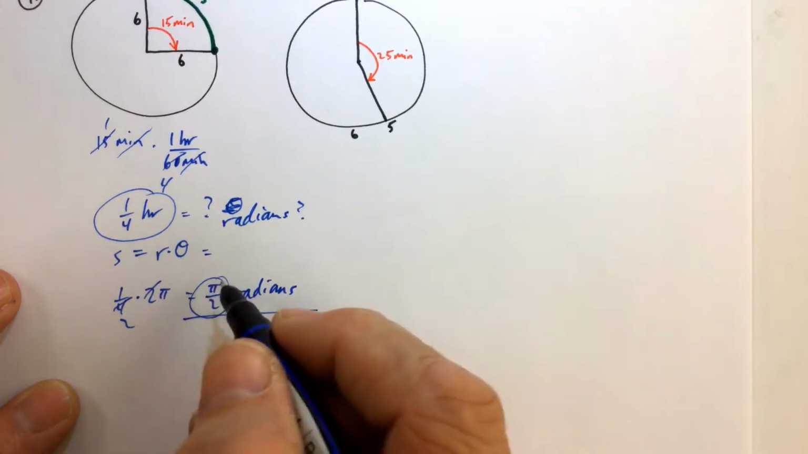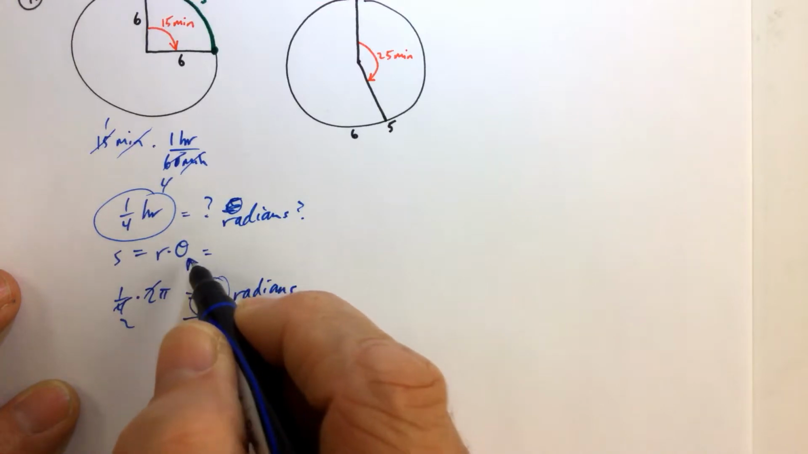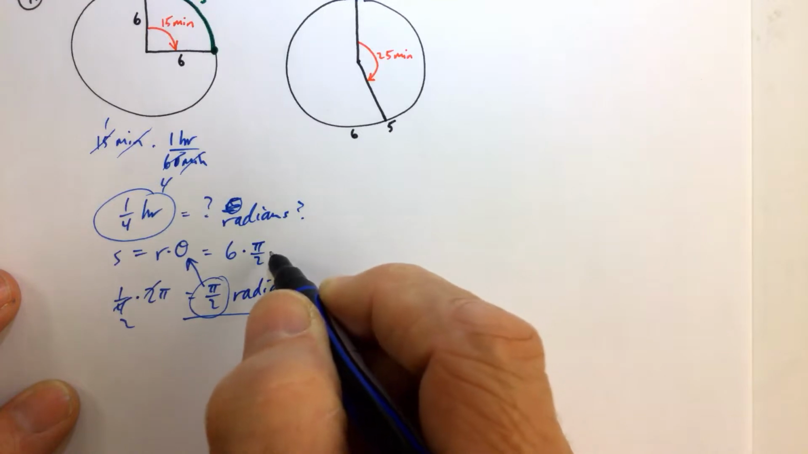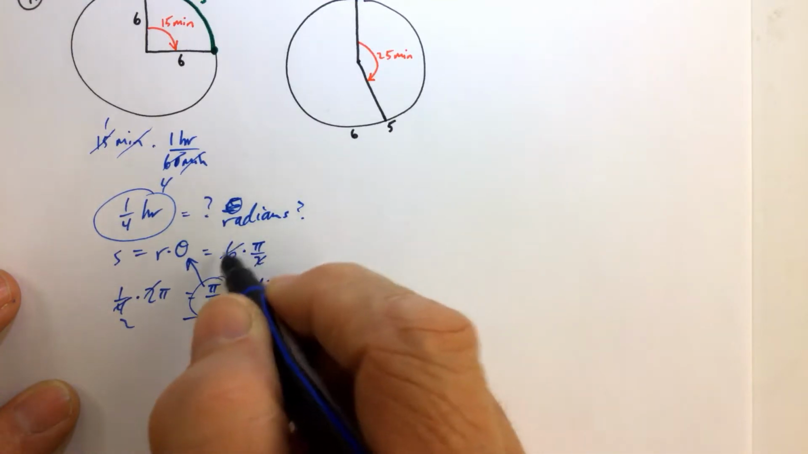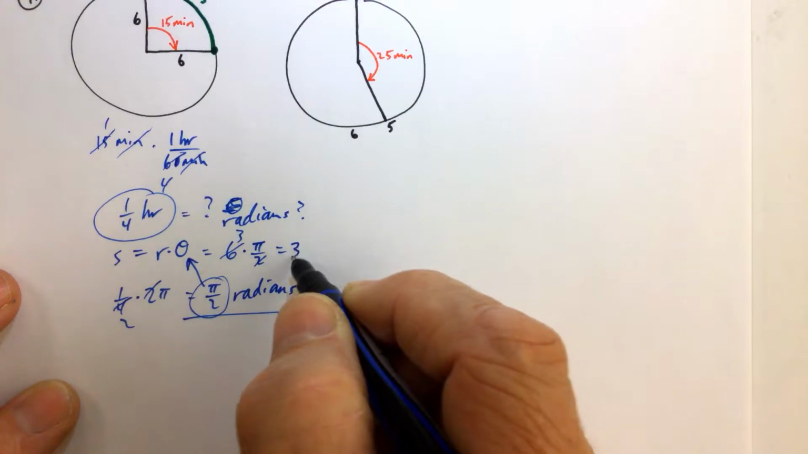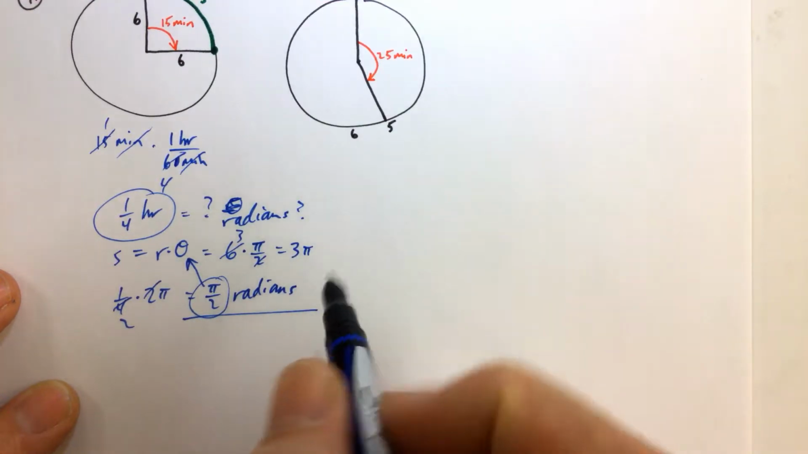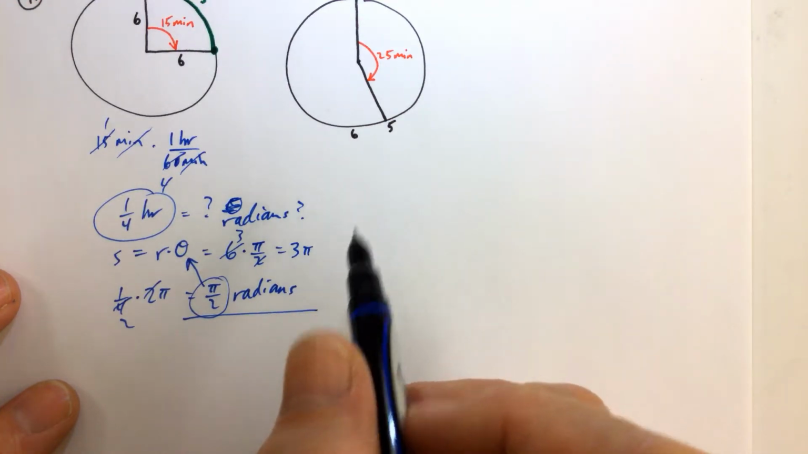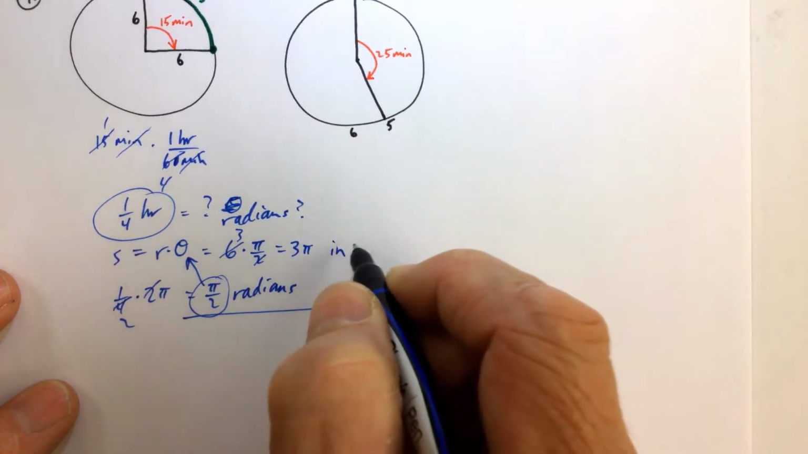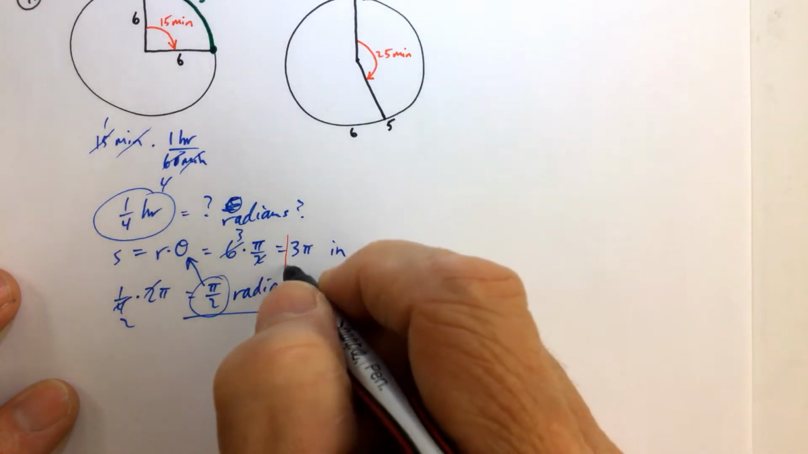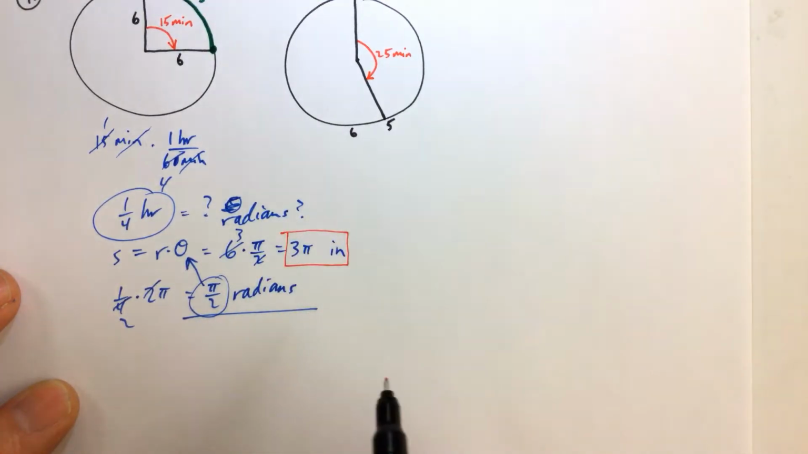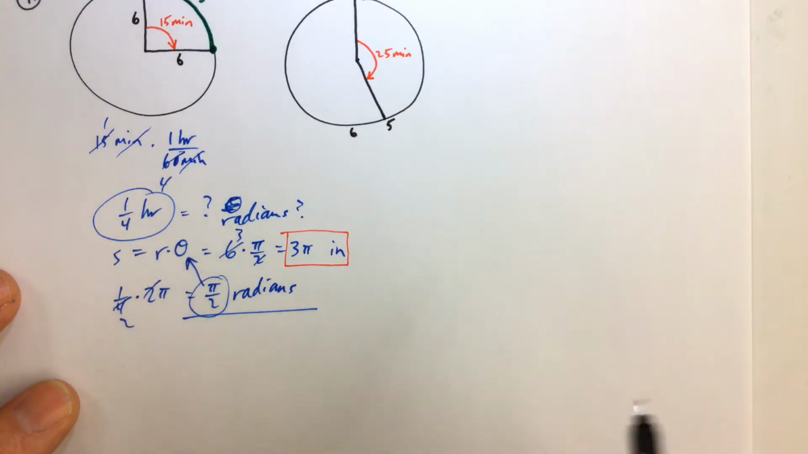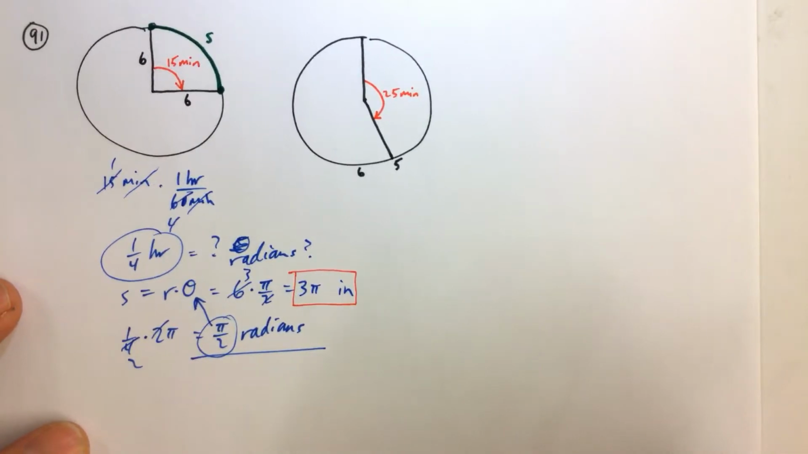So we can take that number and put it right in for that theta. We already know the r is 6, and if we put in pi over 2, 2 goes into 6 3 times, and we get 3 pi. Now it's not going to be radians because it's the length of an arc, but what is that in 6 inches? So it's 3 pi inches, and that would be how far that minute hand would travel in 15 minutes, 3 pi inches.